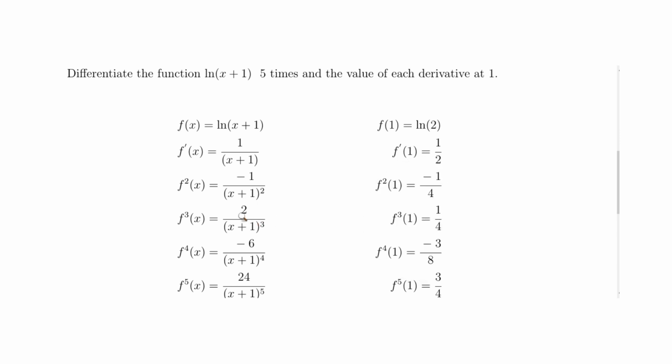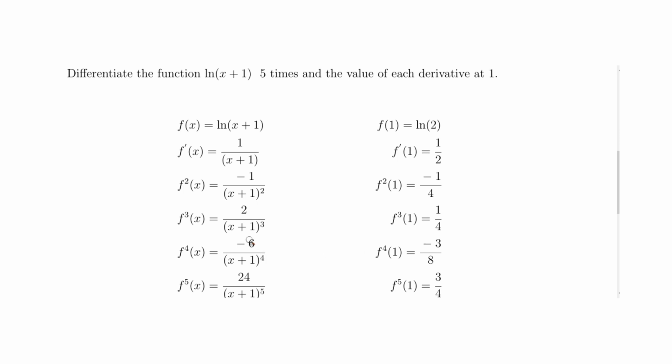And then the same again. This 3 will be a minus 3. 2 times minus 3 is minus 6. Minus 6 over x plus 1 with an increased power of 4. As we know, x plus 1 is 2, and 2 to the power of 4 is 16. Minus 6 divided by 16 is just minus 3 over 8.